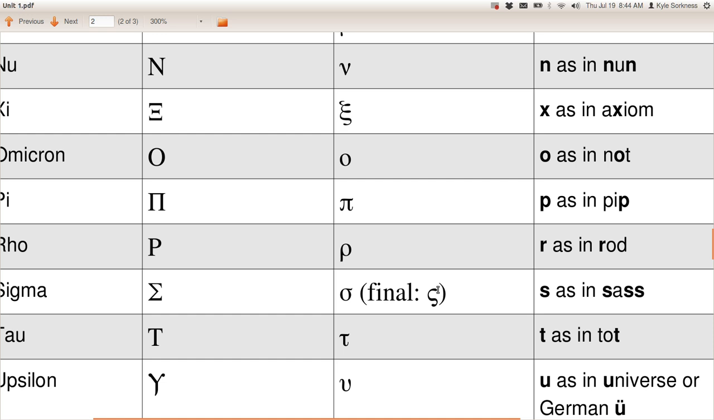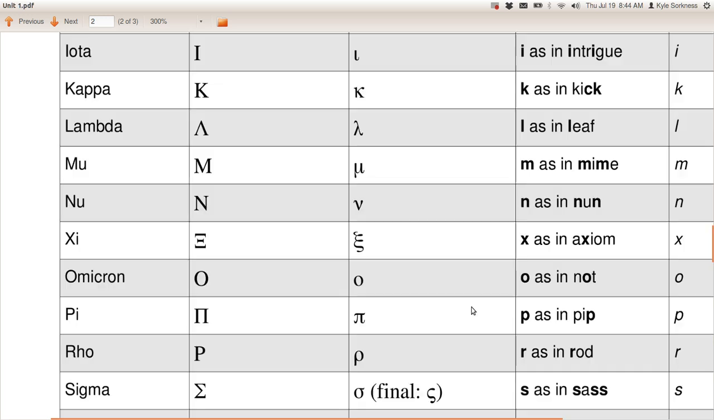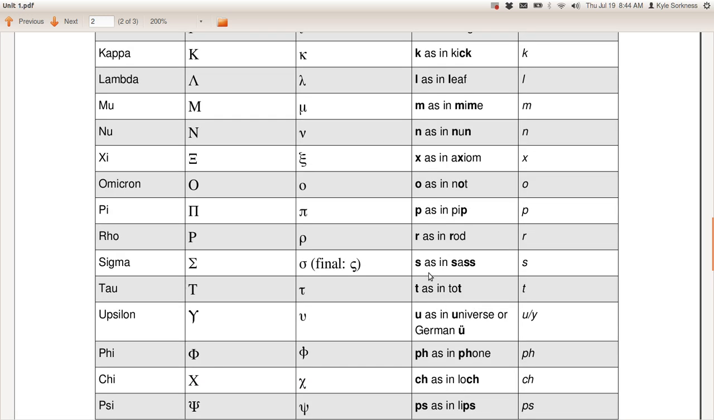So when you're writing this final sigma, this part right here is actually on the baseline, and this part goes down beneath. So we've seen that in a few letters now, where we have a shape kind of like this, where this hits the baseline and this part curls underneath. So sigma will usually look like this unless it's the final letter in a word. Then final sigma looks like that. Sigma, as you would assume, has the S sound, as in our English word sass.